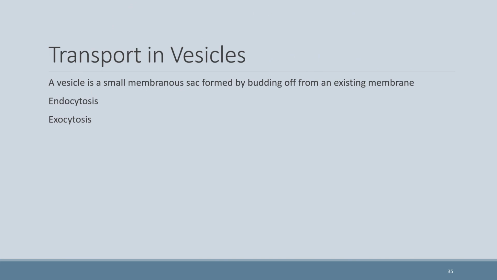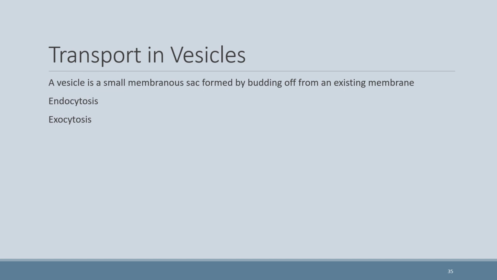Okay. A couple other ways in which we can transport items would be through transport vesicles. So a vesicle is a small membranous sac formed from the budding off of an existing membrane. And this could be from endoplasmic reticulum, this could be from the Golgi apparatus, or this could also be from the cell membrane itself. And a couple different ways or forms in which this can take. We can do endocytosis, and with endocytosis, molecules are engulfed by a portion of the cell membrane and carried into the cell surrounded by a vesicle.